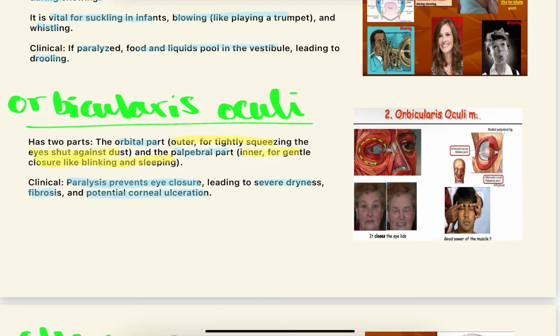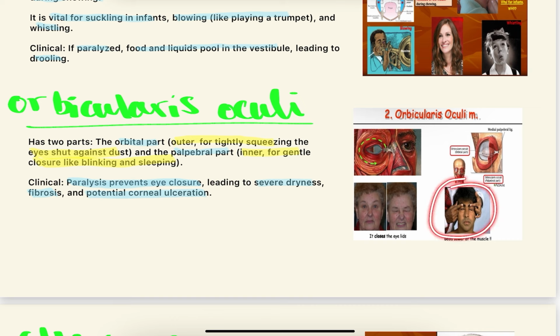Now, let's say if it's paralyzed, what will happen here? It will prevent your eye closure. So you won't be able to close your eyes. Therefore, you will have dryness. Your eyes will be dry. Also, it could lead to corneal ulceration. Let's say, for example, if any substances want to come into your eyes, as the reflex, you will close your eyes. Now, this is paralyzed. You cannot do that. So what will happen here? It could lead to corneal ulceration, could lead to dryness, could lead to issues.